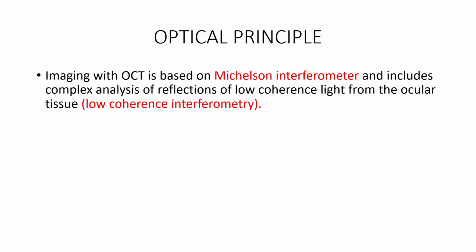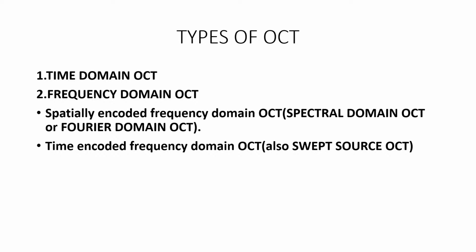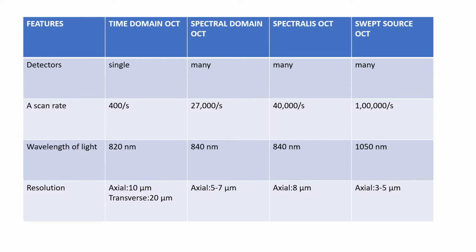Optical principle of OCT. Imaging with OCT is based on Michelson's interferometer and includes complex analysis of reflections of low coherence light from the ocular tissue, low coherence interferometry. Types of OCT: time domain OCT and frequency domain OCT. Frequency domain OCT includes spectral domain OCT, SD-OCT, and time encoded frequency domain OCT, also swept source OCT. The main advantage of swept source OCT is a scan rate of 1 lakh per second.